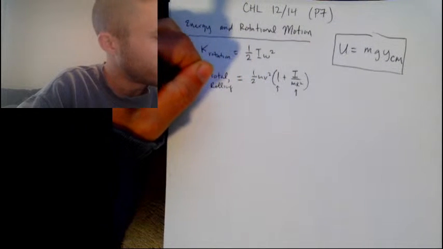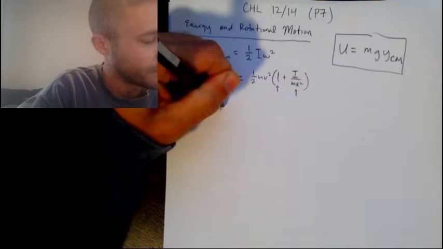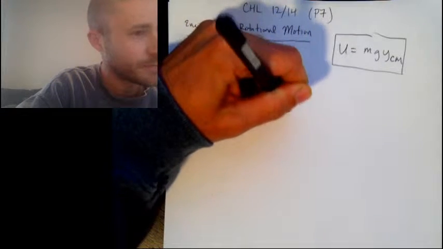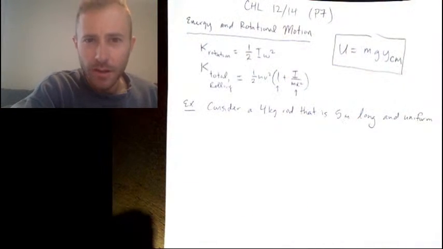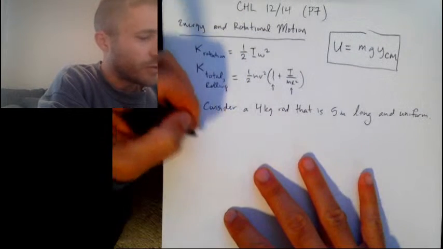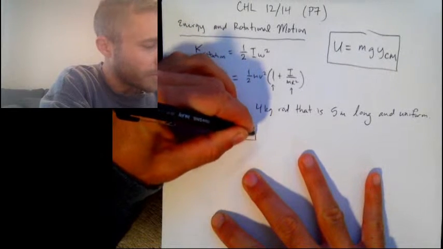All right. So the first example is, consider a 4 kilogram rod that is 5 meters long, and uniform. Okay. So it starts out at rest, and it starts out horizontal. So here's the rod right here.